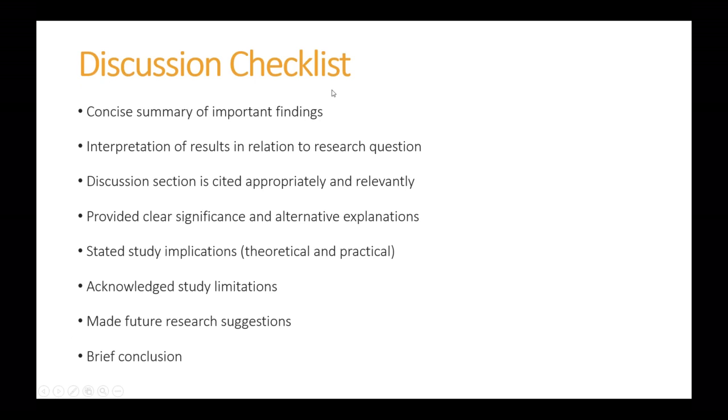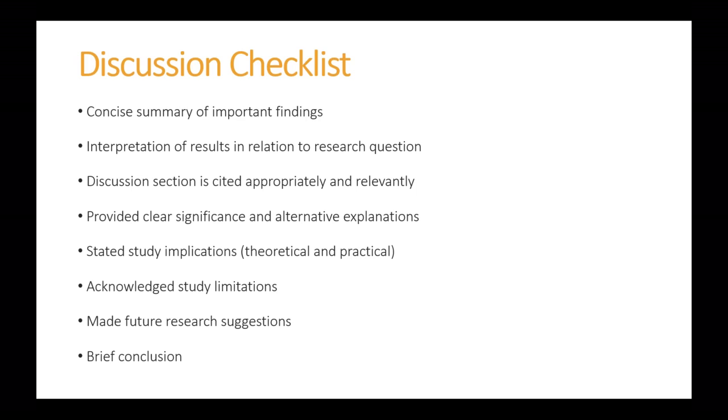Lastly, this is the discussion checklist. These are all the things that you should check that you have included in your discussion section. Again, your discussion section shouldn't be more than 2 pages, and it shouldn't be less than, I would say, 1 page or 1.5 pages. And in all that writing, you have to include a concise summary of your important findings. You have to include the interpretation of your results.